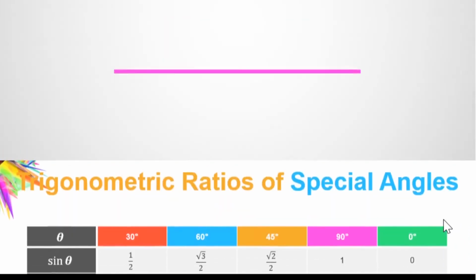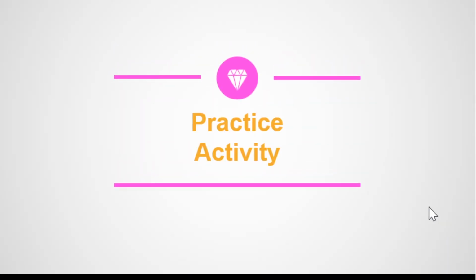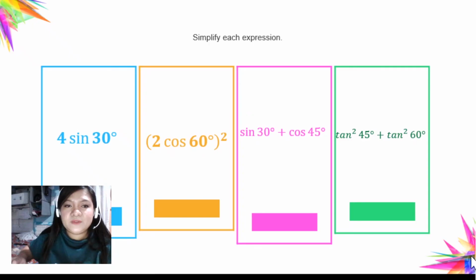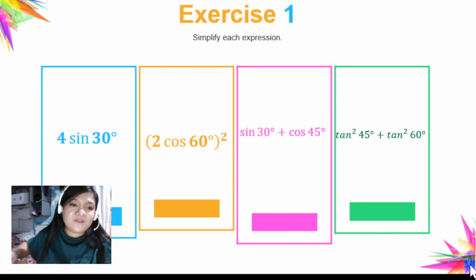For our next video, we will answer the following practice activities. For exercise 1, we are going to simplify the following expressions. 4 sine 30 degrees, 2 cosine 60 degrees squared, sine 30 degrees plus cosine 45 degrees, tangent squared 45 degrees plus tangent squared 60 degrees.